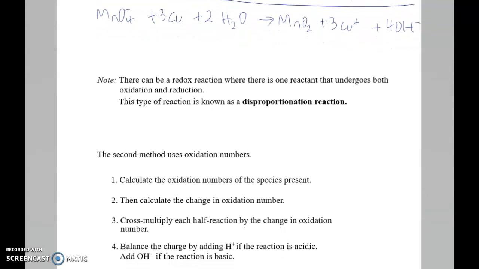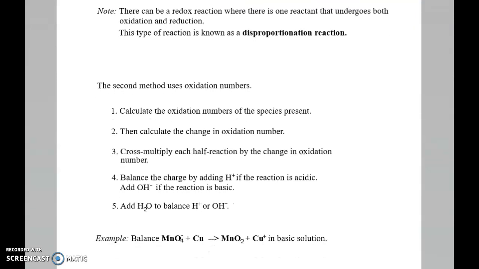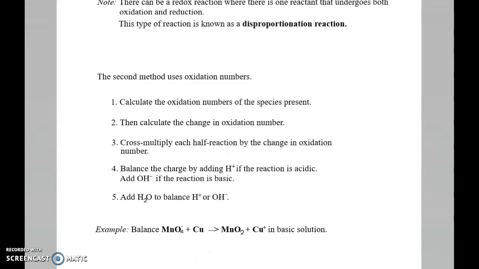Do note that there can be a redox reaction where there is only one reactant, which undergoes both oxidation and reduction. This type of reaction is known as a disproportionation reaction. You balance it the same way you balance any other equation.